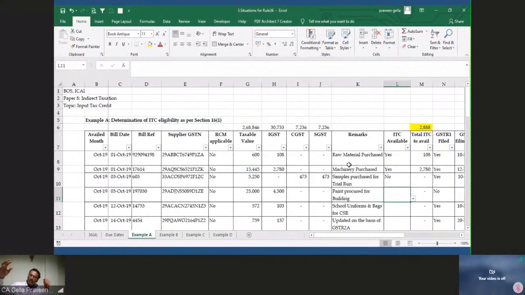I cannot have a wall which is falling away, in a dilapidated condition. So I have to have regular upkeep and maintenance, and this paint is in relation to that upkeep and maintenance. I would say yes, this is available.